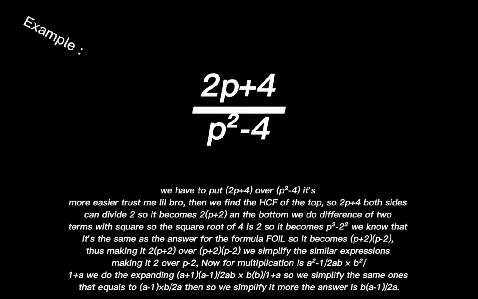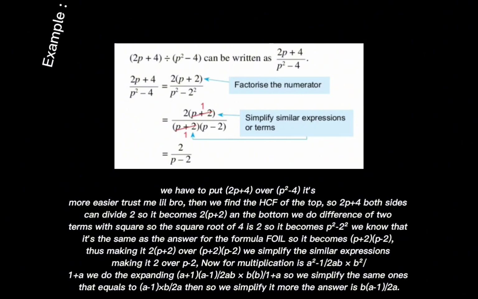Then we find the HCF of the top, so 2p plus 4, both terms can be divided by 2, so it becomes 2(p plus 2). In the bottom we do difference of 2 squares, so the square root of 4 is 2, so it becomes p squared minus 2 squared. We know that is the same as the formula, so it becomes (p plus 2)(p minus 2), thus making it 2(p plus 2) over (p plus 2)(p minus 2). We simplify the similar expressions, making it 2 over (p minus 2).